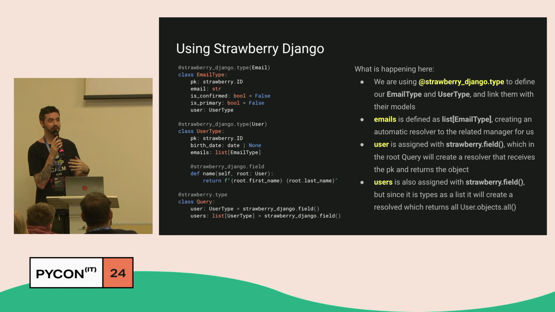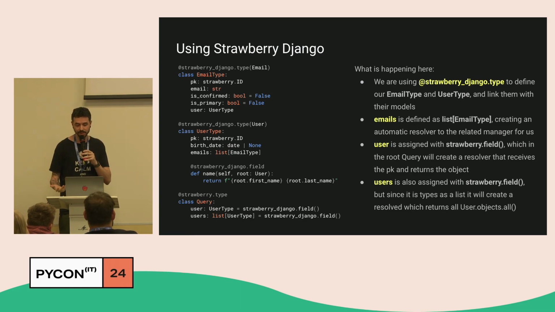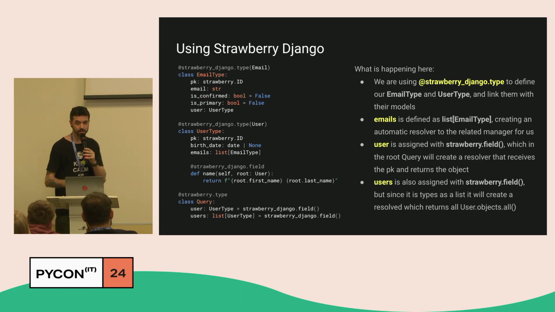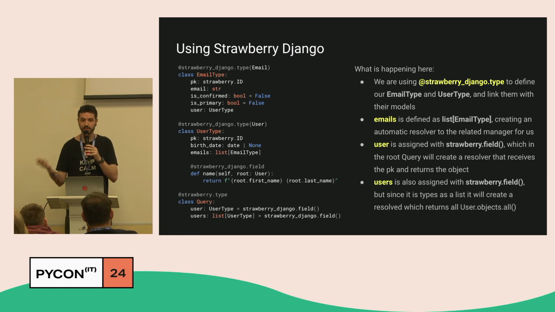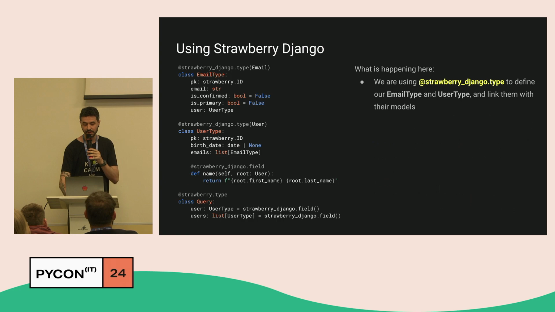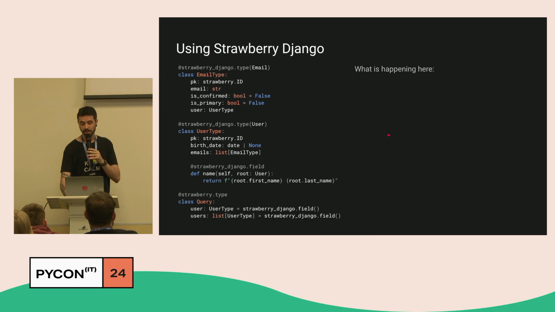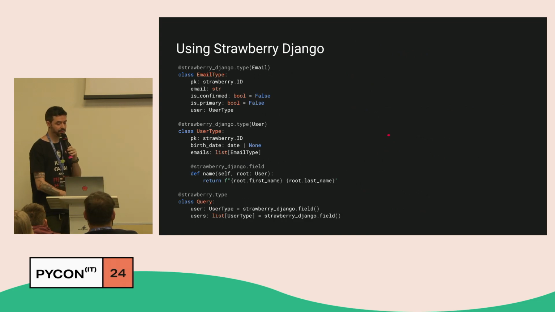Instead of instantiating the type yourself, you're just doing duplicated work. Why not just return the model itself, since it has a similar protocol? If you try to resolve email.is_confirmed, and you have the email object from the ORM, you can actually resolve it. It's not a big deal. So why not return the model itself instead of having to instantiate it here like this? So you can basically use Strawberry Django for that.